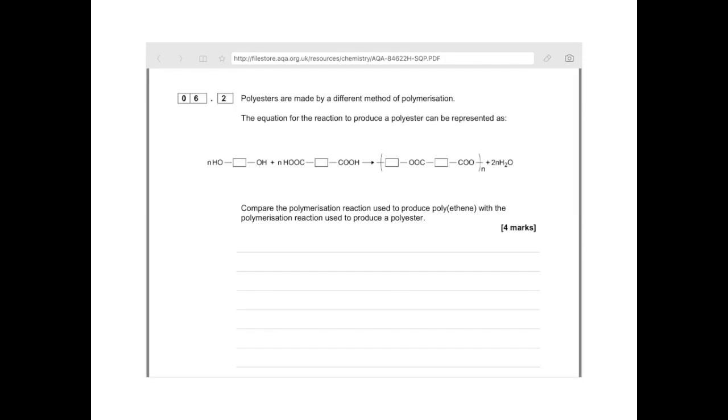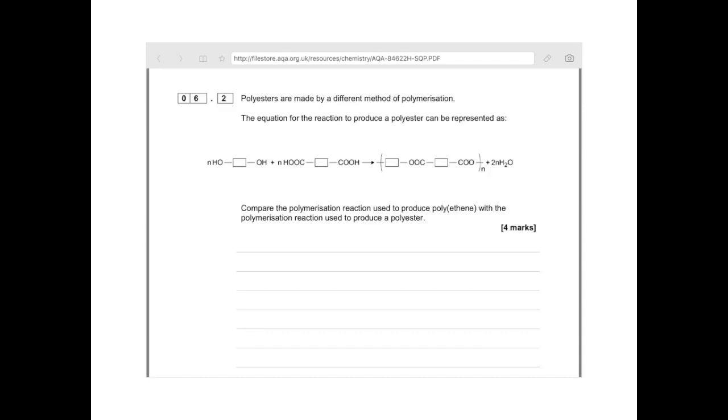So like I said, first of all, you're going to say that polyethene was produced from 1 monomer, whereas polyester was produced from 2 different monomers. Then you can say that polyethene is the only formed product in the equation above, whereas polyester also produced water.